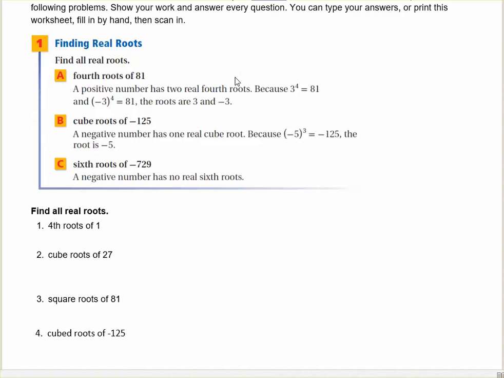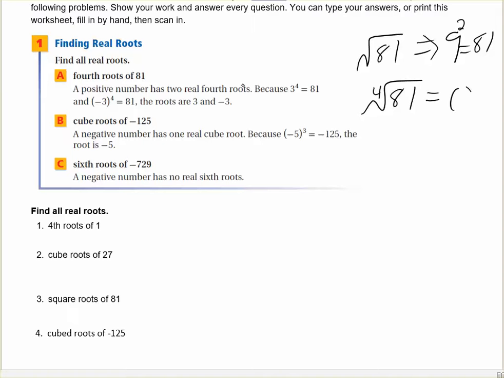So when I talk about the fourth root, we know that the square root of 81 is 9. The fourth root will have a little 4 right here. And what it means, the square root of 81 means what number squared equals 81, right? That's what it means. And the answer is 9 because 9 squared equals 81. The fourth root means what number to the fourth power equals 81. So it's not 9 because 9 to the fourth is a much bigger number than 81.